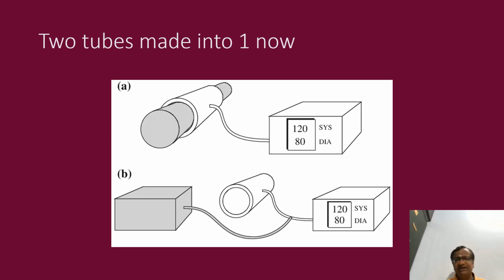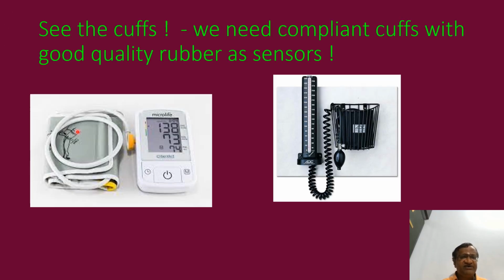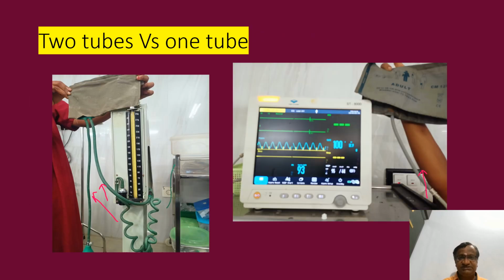Now there are not two tubes, a single tube is there. Now there is a lot of doubt because some of the hospitals just use the normal BP mercury cuff and then it is connected to the sensing cuff, which is inside the machine. So the cuff does not have many sensors. Yes, we can do it. The problem is that the cuff here is so compliant, and the cuff there is not so compliant. So we need good compliance as sensors.